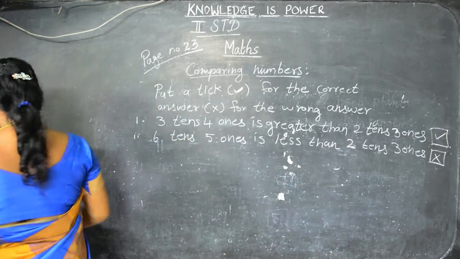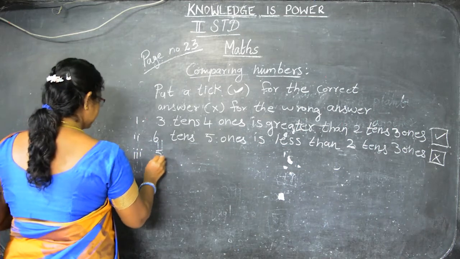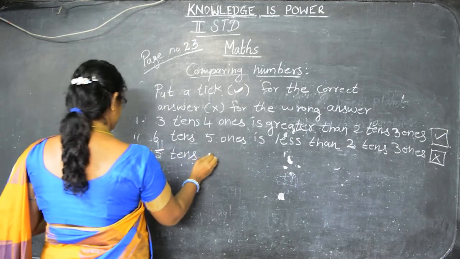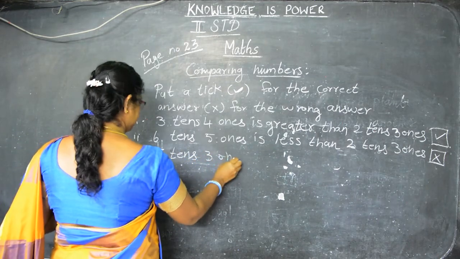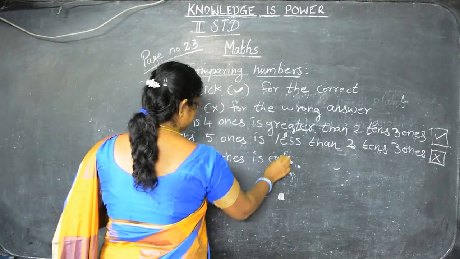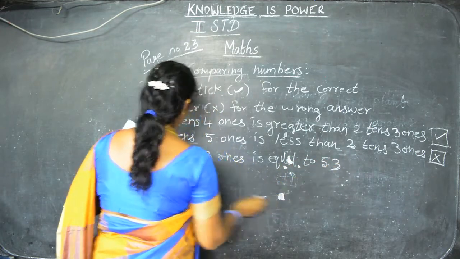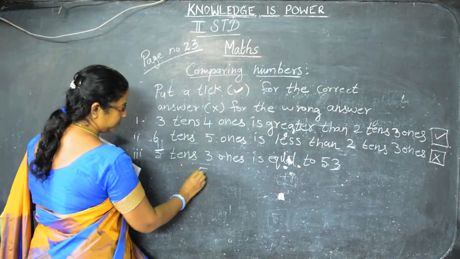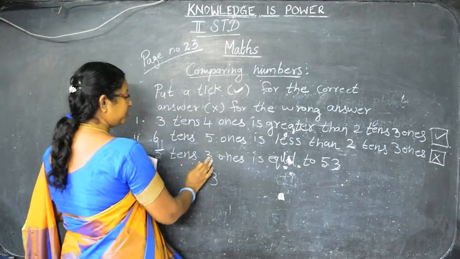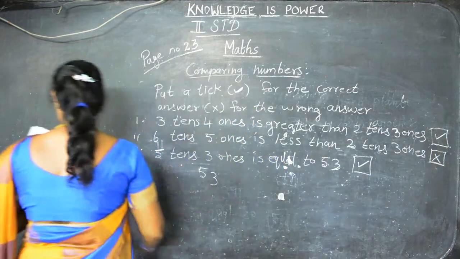Then next one. 5 tens, 3 ones is equal to 53. See here, 5 tens and 3 ones means 53 is equal to 53. The same number only. See, 53, 53. Then the statement is correct. Put tick.